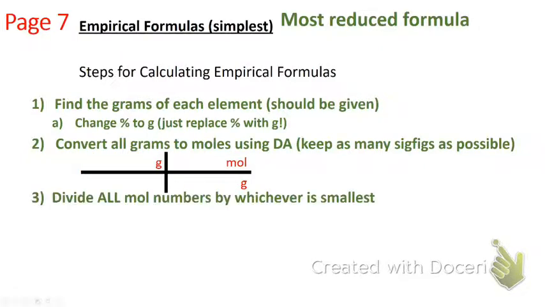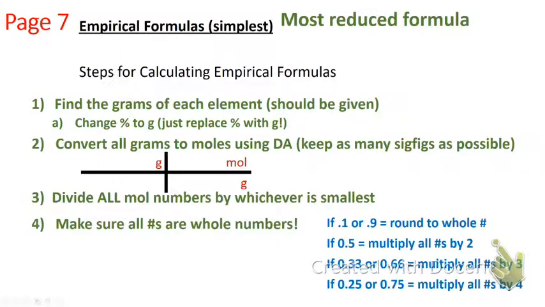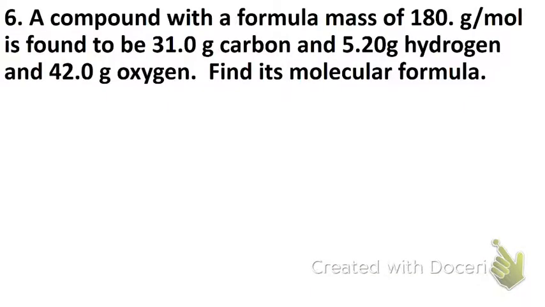And when I get those numbers out, I'm going to divide all of them by whichever is the smallest, and then make sure those are whole numbers. And sometimes there's some crazy rules on how to make them whole numbers, but hopefully this one isn't going to do that to us. But we should be practicing that. And whatever those whole numbers are, those are going to be the subscripts in the formula. So let's go ahead and do it.